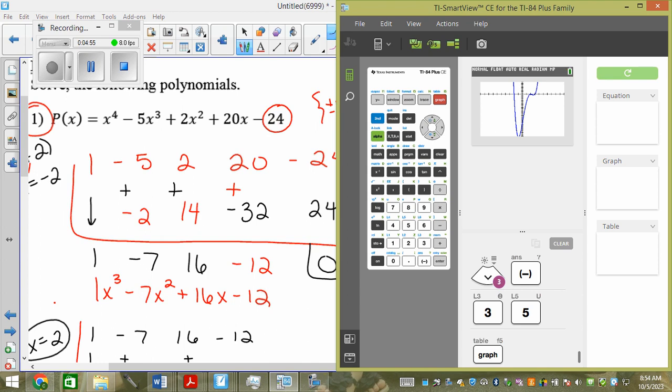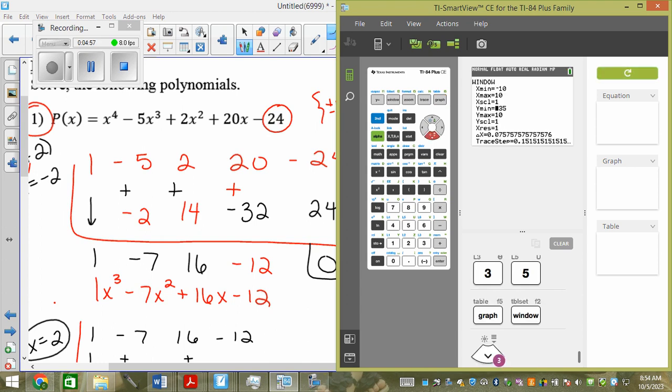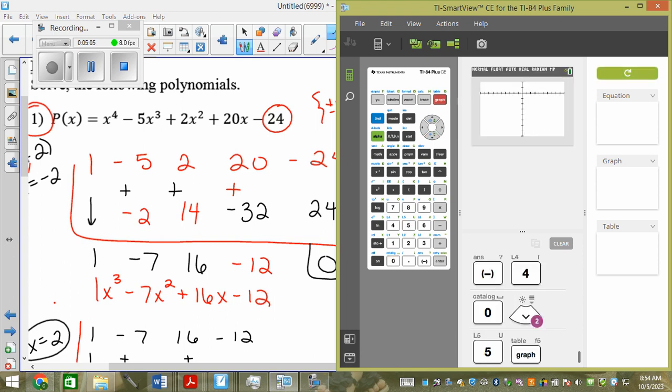Oh, so close. Negative 40. I'm going to make my scale be 5. So there's my graph. Does it make sense?